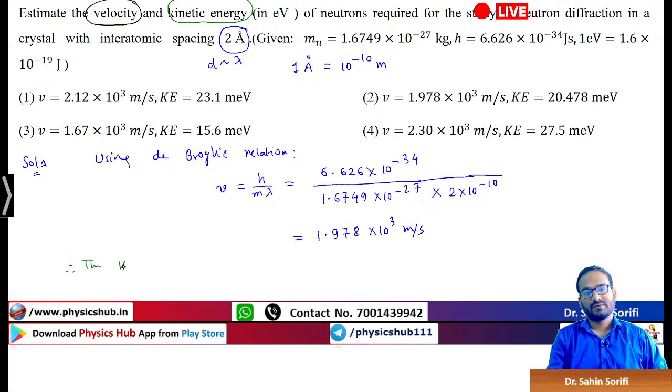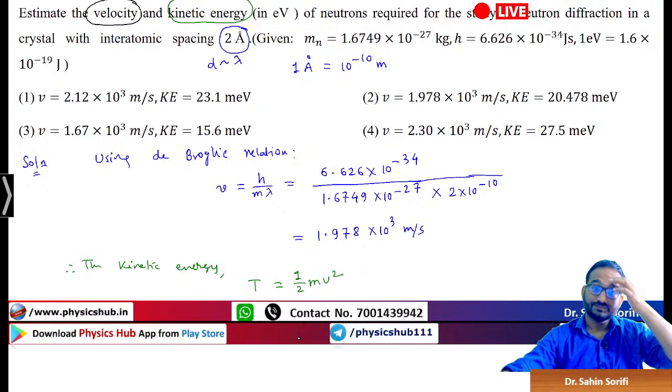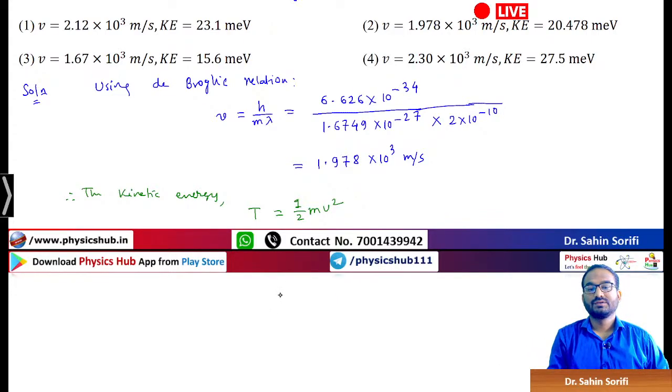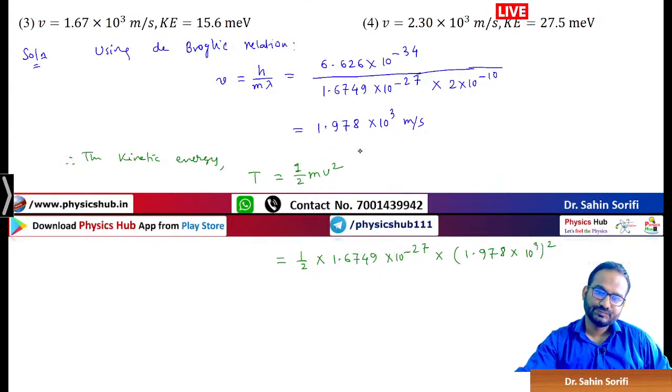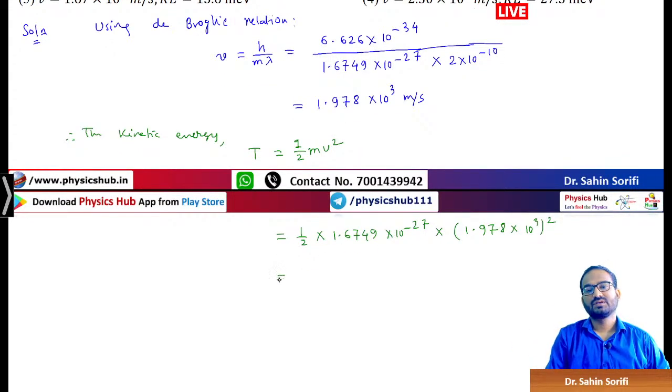Therefore the kinetic energy, let's say T, is equal to half m v square, right? So let's put the value. This is equal to half times mass of the neutron, 1.6749 times 10 to the power minus 27, into velocity 1.978 times 10 to the power 3 meter per second, squared. So if you calculate it, you will get around 3.2765 times 10 to the power minus 21 joule.